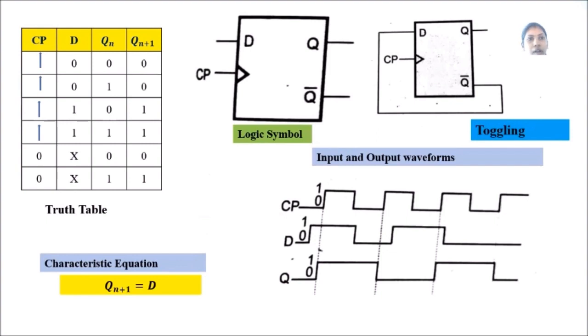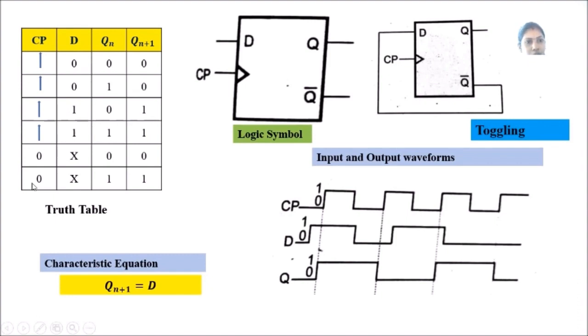Here the condition is that D is equal to the next state. Whatever the D, the delay input, is, it will be equal to the next state. It does not consider the present state. So if D is 0, the next state is also 0. If D is 1, the next state is also 1. In the truth table, you can see that whenever D is 0, Qn+1 is also 0, and whenever D is 1, Qn+1 is also 1. It does not consider anything about the present state.